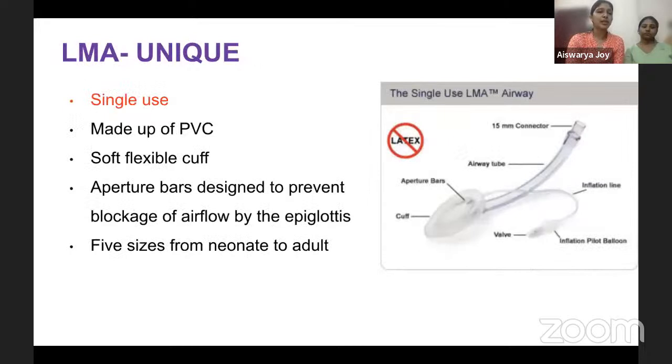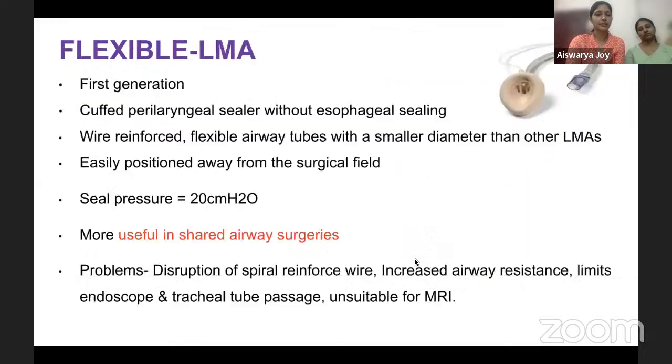Next is LMA Unique. It is similar to classic LMA, the single-use sterile type. It's made of PVC, has a soft, flexible cuff, and the aperture bars are designed to prevent blockage of airflow by the epiglottis. 5 sizes are available from neonate to adult.